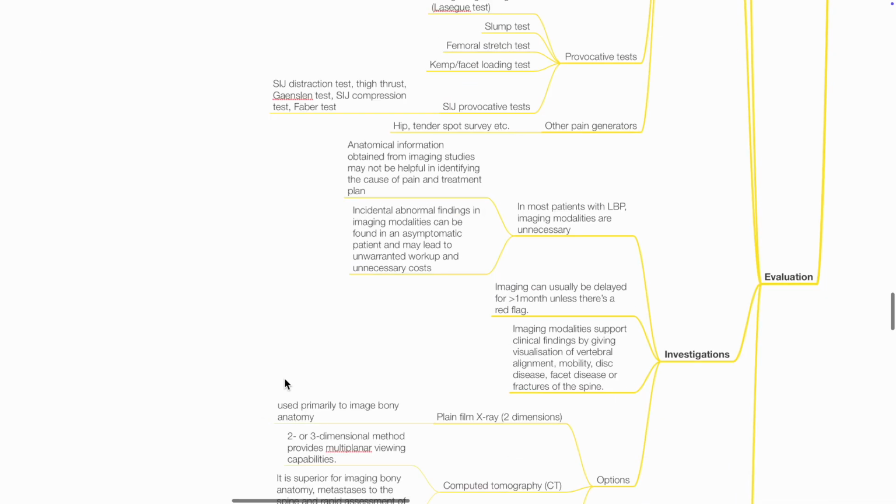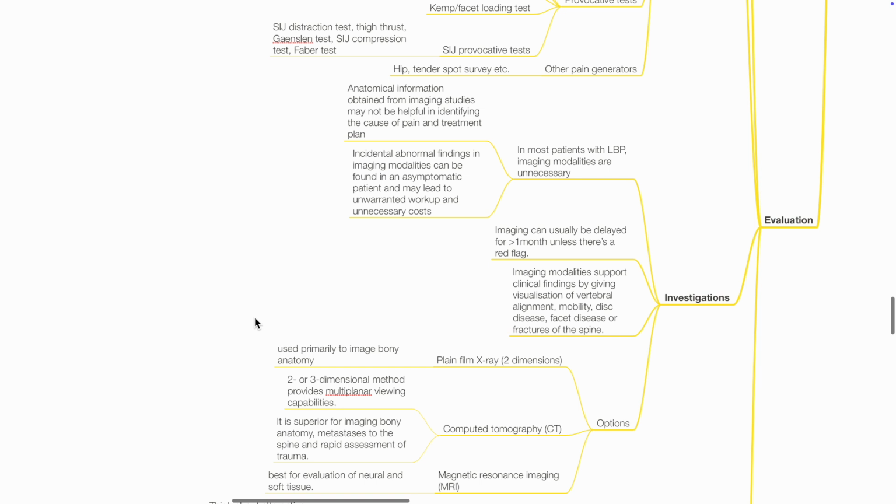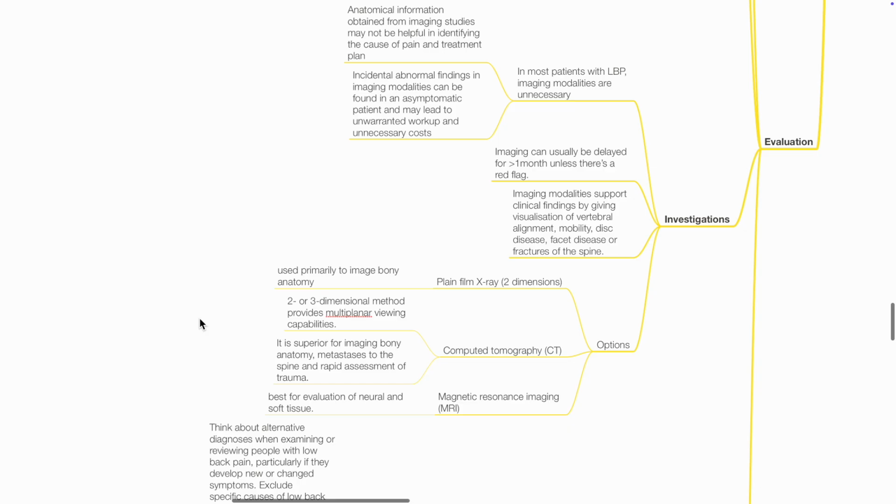Regarding investigations, in most patients with low back pain, imaging modalities are unnecessary. Imaging can usually be delayed for more than 1 month unless there is a red flag. Imaging modalities support clinical findings by giving visualization of vertebral alignment, mobility, disc disease, facet disease, or fractures. Options include plain film X-ray, which is used primarily to image bone anatomy, and 2D or 3D CT scan. It is superior for imaging bone anatomy, metastasis to the spine, and rapid assessment of trauma. MRI is best for evaluation of neural and soft tissue.